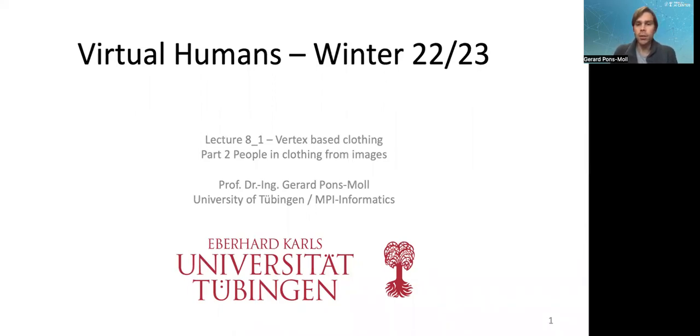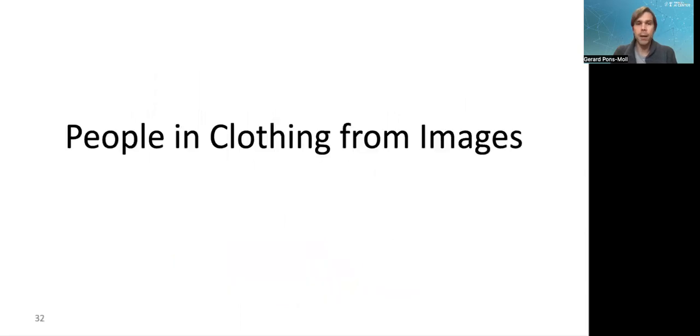So in the last lecture, we saw how to represent clothing using vertex displacements. And then we saw how to use this representation to obtain registrations of scans, including people in clothing. And we saw how to change the representation to separate the clothing into separate garments and estimate the body shape under clothing. In this part, we will see how to estimate 3D human models of people in clothing from images.